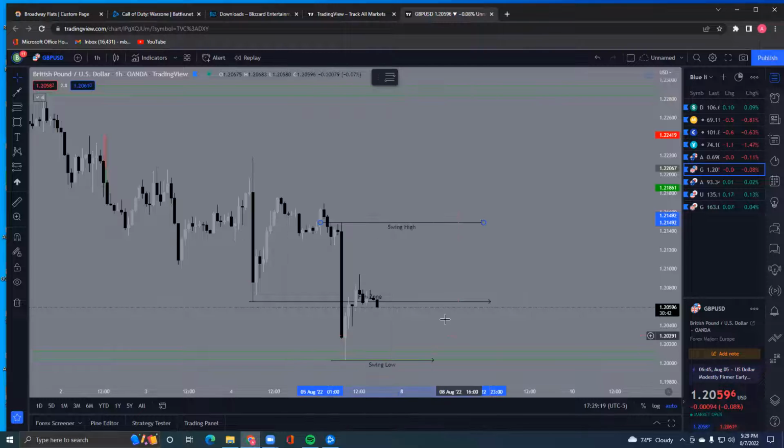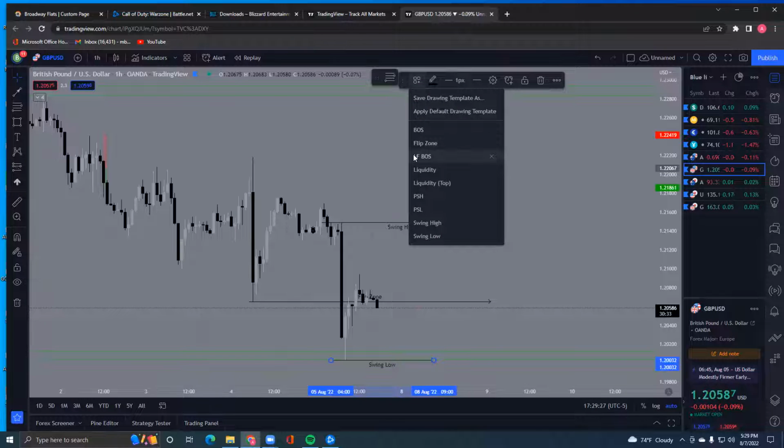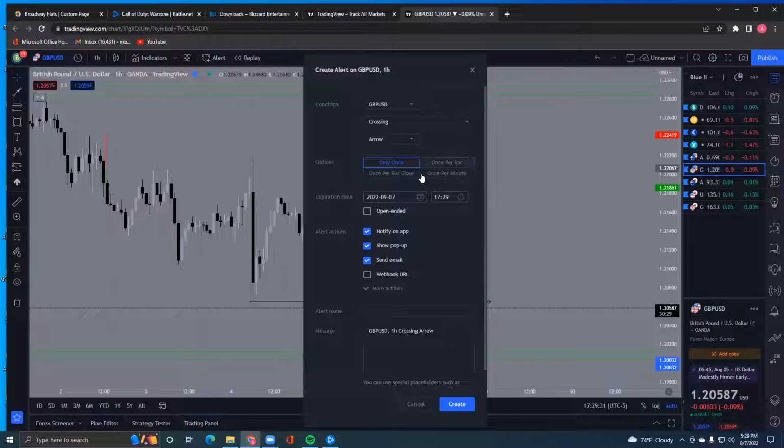Right. So now at that point, it's a waiting game because you're waiting for time to create the prints which break certain structures. And then of course, always react on the retest, but not the breakout. So go here. Once for bar close, swing low.